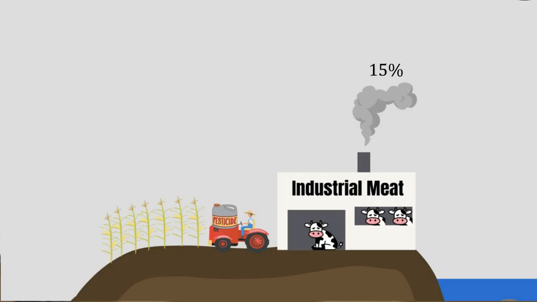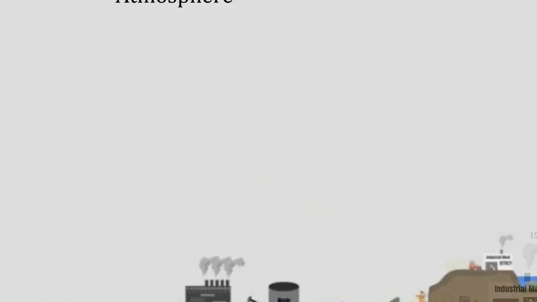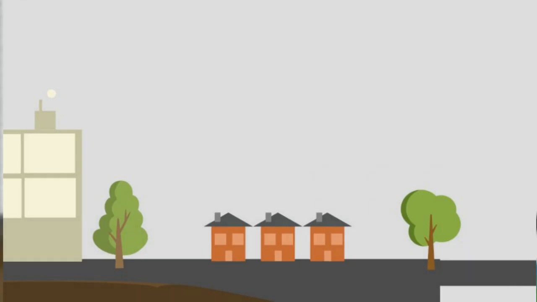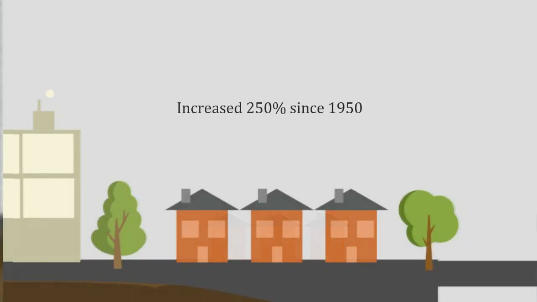15% of global emissions come from how we raise animals for food. Another 15% of greenhouse gas emissions come from our homes, including their construction, heating and cooling, and eventually tearing them down. Even though the number of people per household is decreasing, the average American home has increased in size by 250% since 1950, with larger houses requiring more energy to build, heat, and cool.